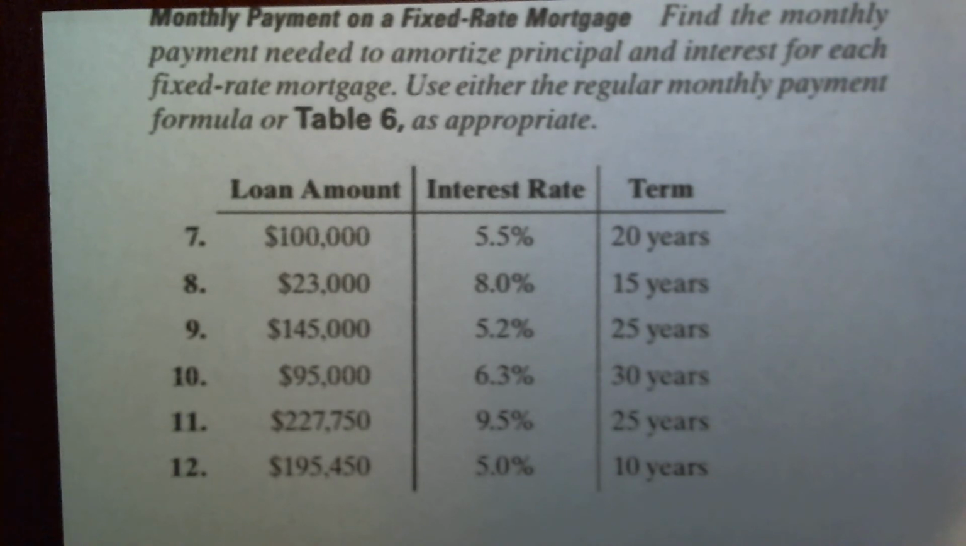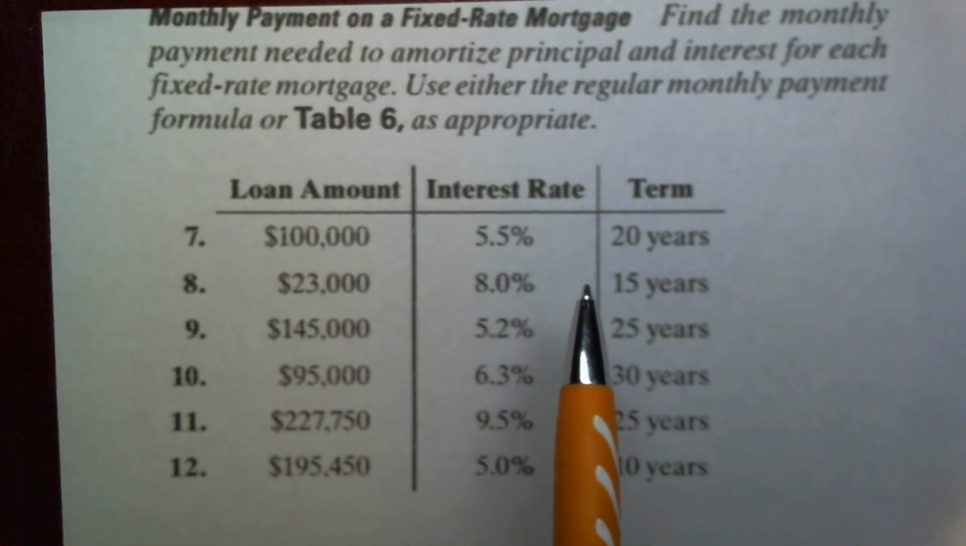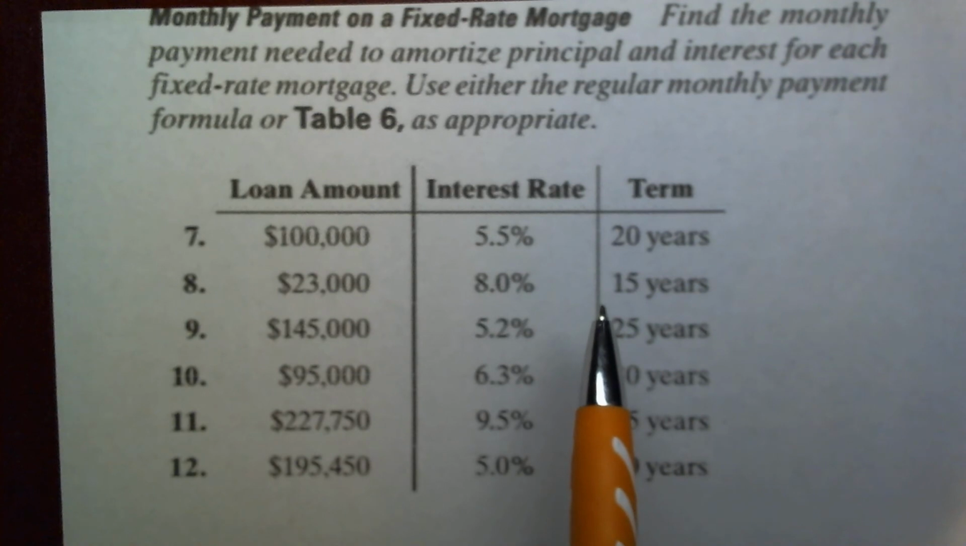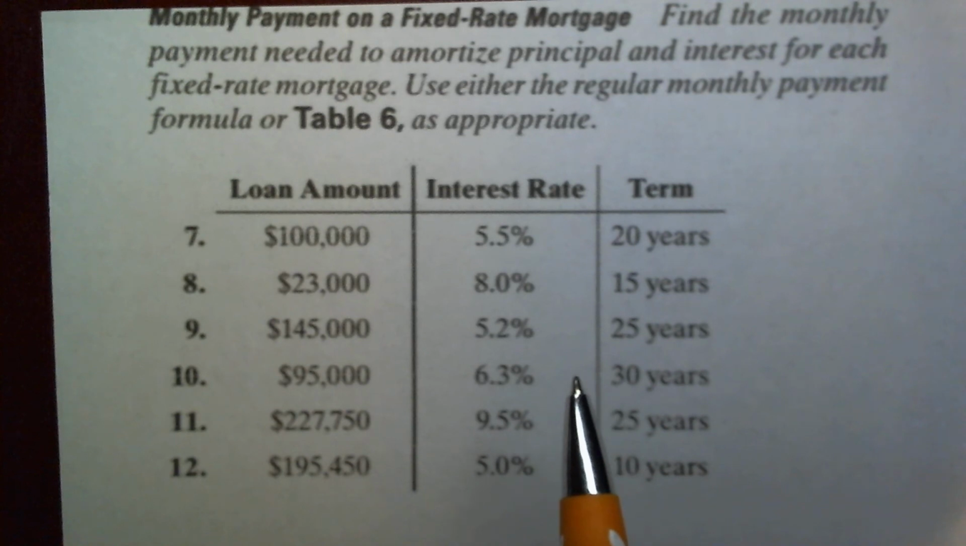So the first few examples are about finding the monthly payment of a fixed rate mortgage. Here we have 6 different examples, with the loan amount, the interest rate, and the term of the loan. Where the interest rates are like 5.5 or 8% or 9.5 or 5%, we can use Table 6. Table 6 is on page 759, and it tells you the monthly payments to repay principal and interest on a $1,000 mortgage.